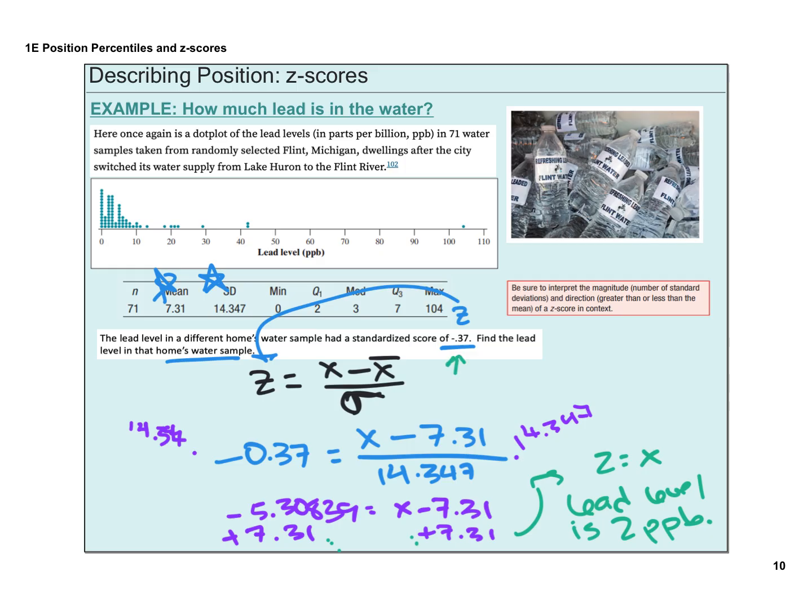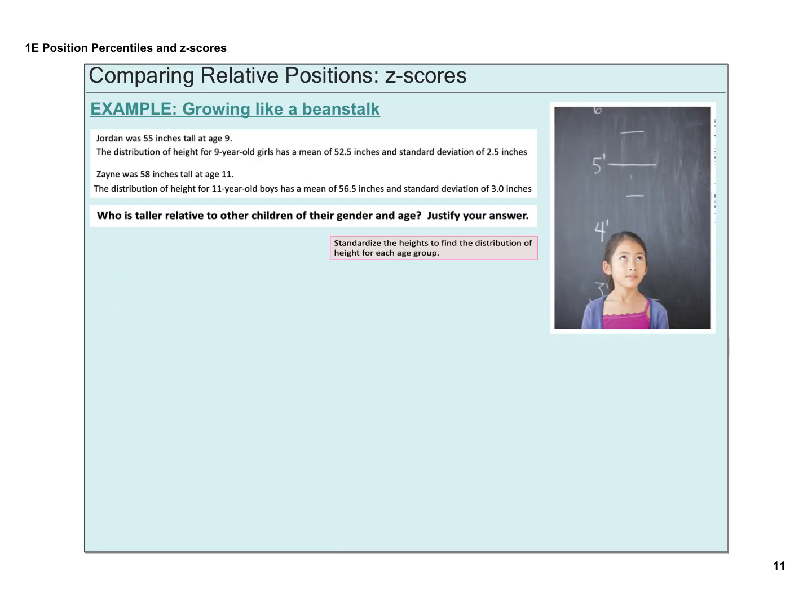Okay, so you can work backwards in this. Sometimes you're going to be given questions that are missing the mean, and you're going to have to work backwards to find the missing mean. Sometimes you're going to be given questions that are missing the standard deviation. You have to work backwards to find the standard deviation. That's just good old algebra, using your algebra skills to back yourself out of missing values. This little AP exam tip that we have up here says be sure to interpret the magnitude, or the number of standard deviations, and direction as greater than or less than the mean, and the z-score in the context. So context of the question.